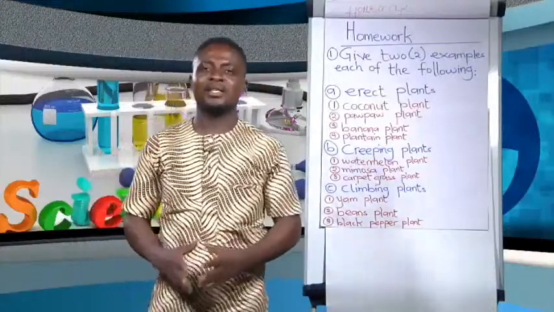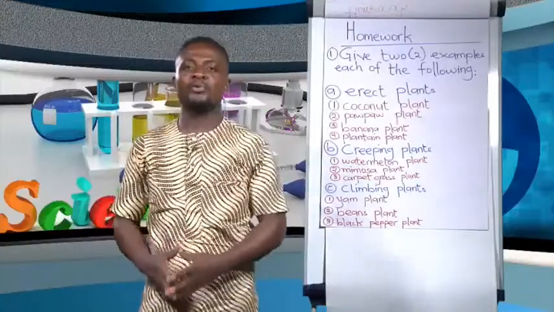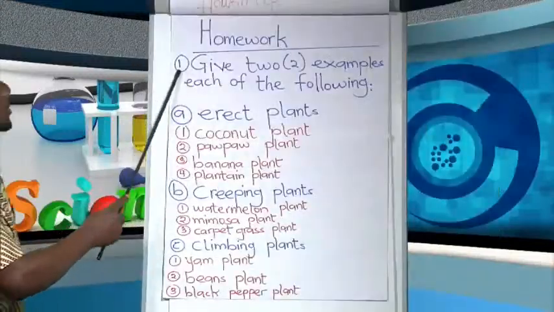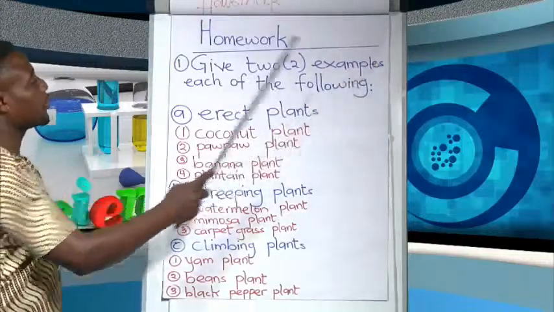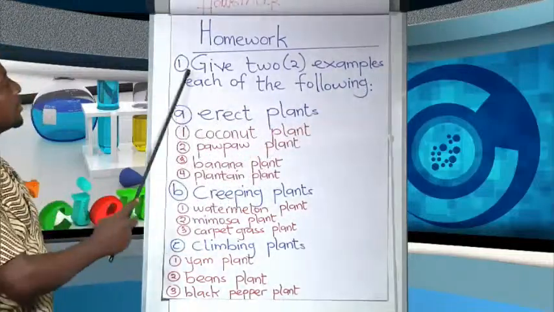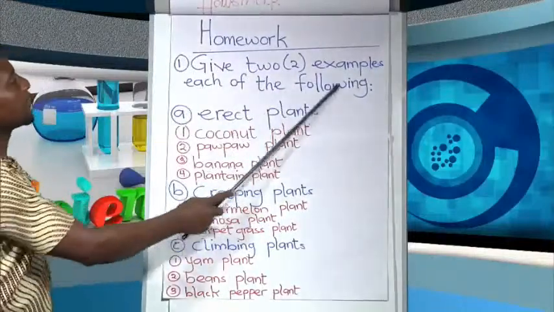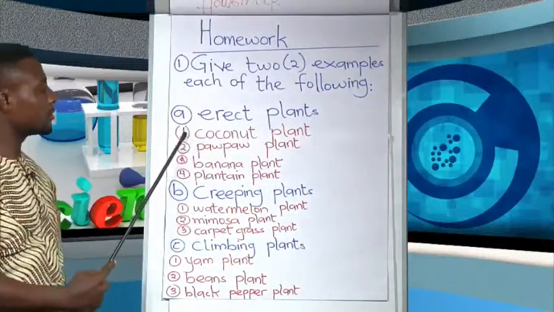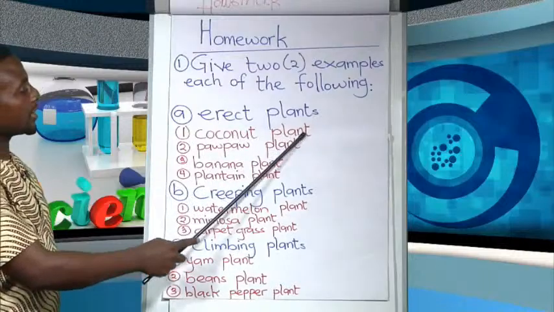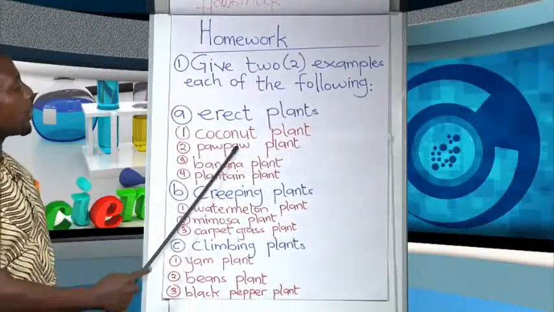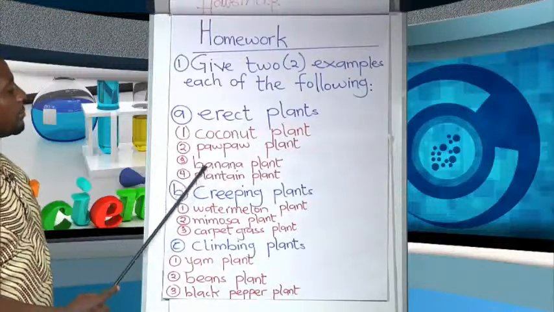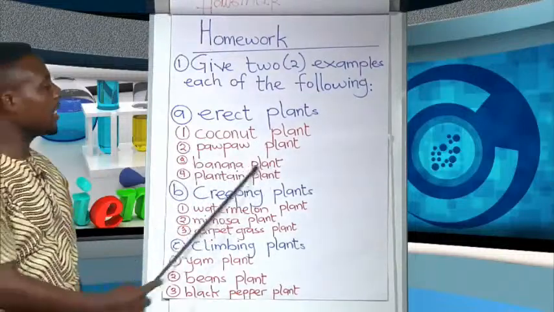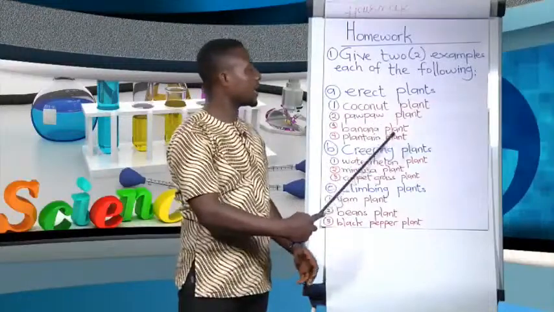But before we start with our lesson, let us go through our previous homework. Number 1, give 2 examples each of the following. A. Erect plant. 1. Coconut plant. 2. Pawpaw plant. 3. Banana plant. 4. Plantain plant. Any 2 of these are correct.